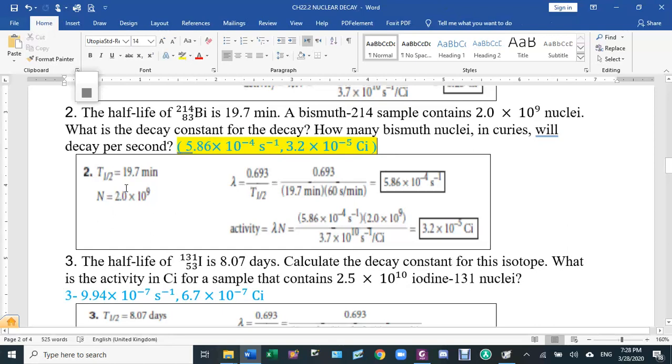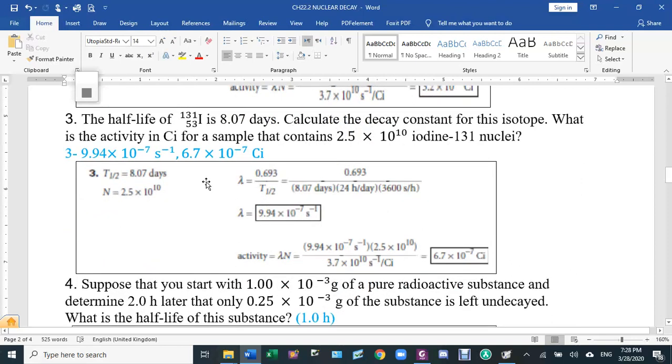Half-life equals 19.7 minutes. Number of nuclei equals 2 multiplied by 10 power 9. What's the equation? Lambda, and substitute in the equation. After that, calculate the activity. Activity equals lambda times N. Substitute in the equation, you will find 3.2 multiplied by 10 power minus 5 Curie.